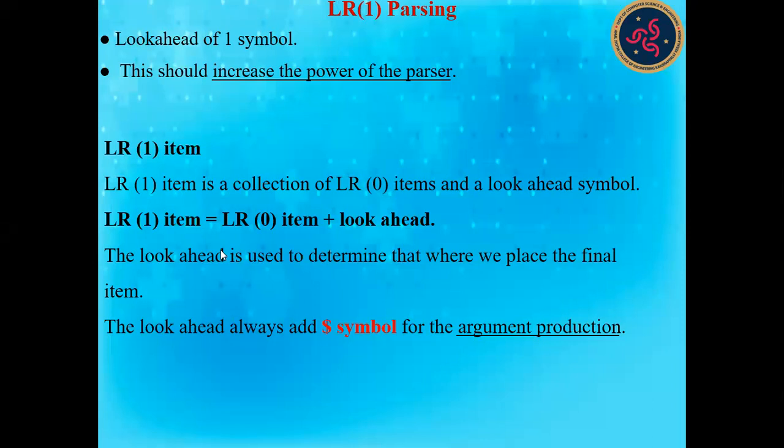So first one is LR1 parsing. One represents a number. That means it has a look ahead symbol of one symbol. In this type of parsing, it increases the power of the parser. Here we have already learned about LR parser as well as the SLR parser, right? So here LR parser will detect the errors much slower when compared to SLR parser.